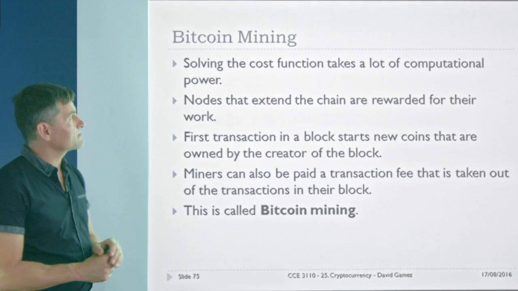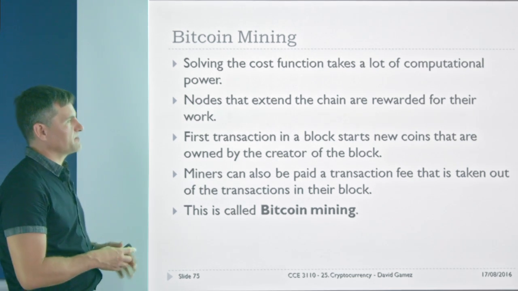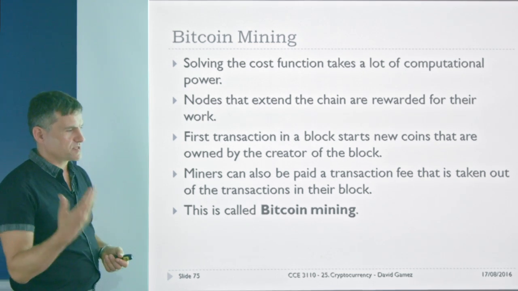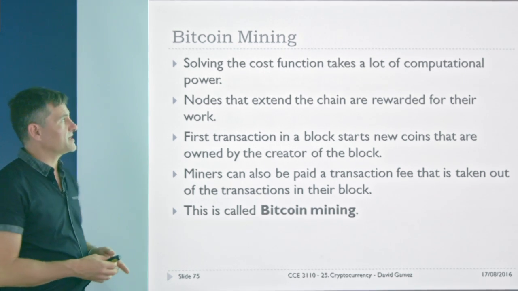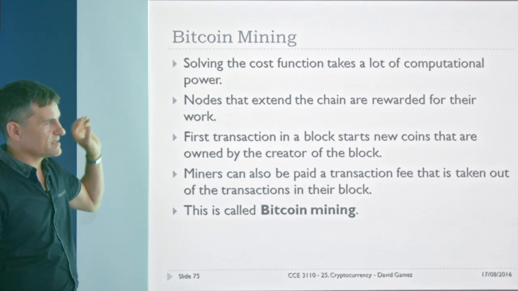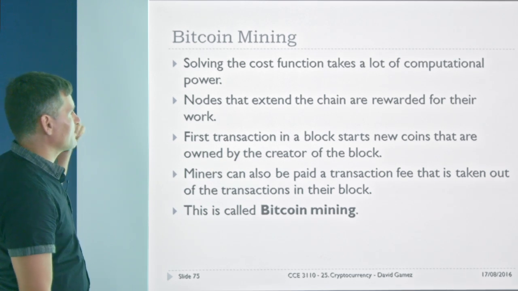And what controls the supply is that solving this cost function takes a lot of computational power. You've got to systematically work through an awful lot of hashes in order to find one that has the required number of leading zeros. And people are motivated because the nodes that extend the chain, the ones that solve this computational cost problem, are rewarded for their work.